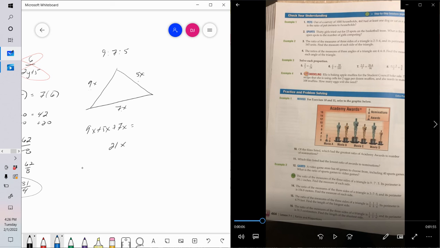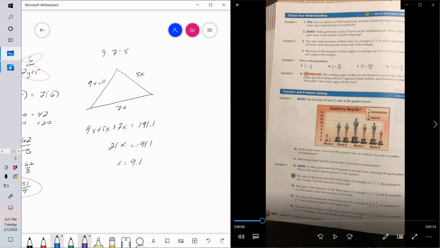And we're told that the perimeter, right back over here, number 13, is 191.1 inches. So that's 191.1 inches. I don't have a calculator on this computer. So 191.1 divided by 21, and I get an answer of x equals 9.1. That means that each side was divided by 9.1.